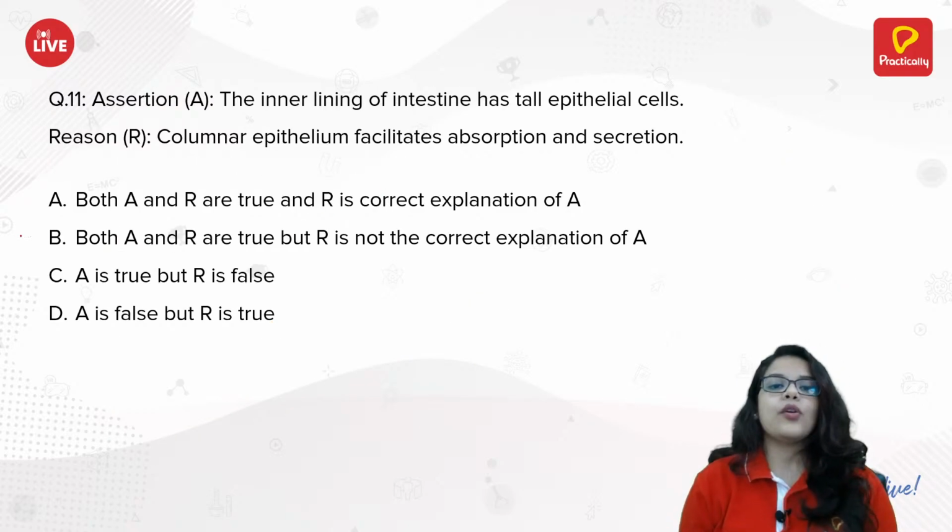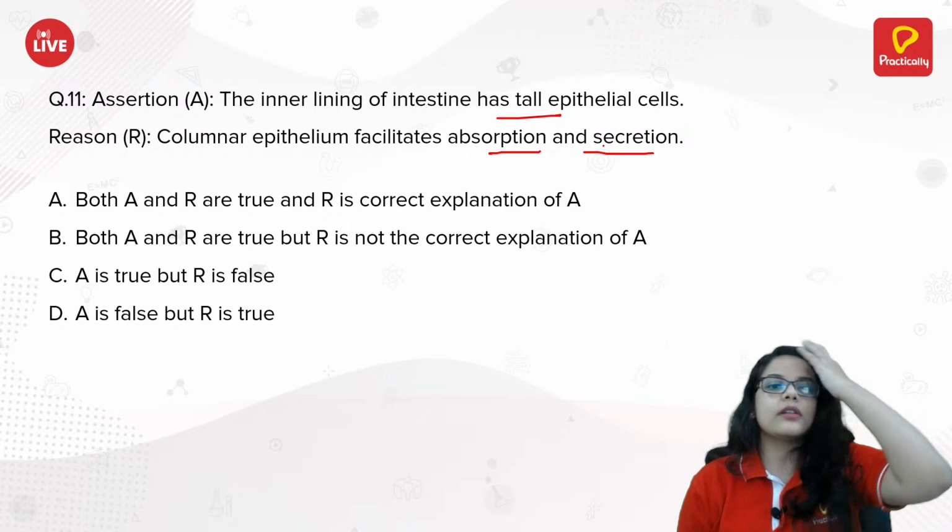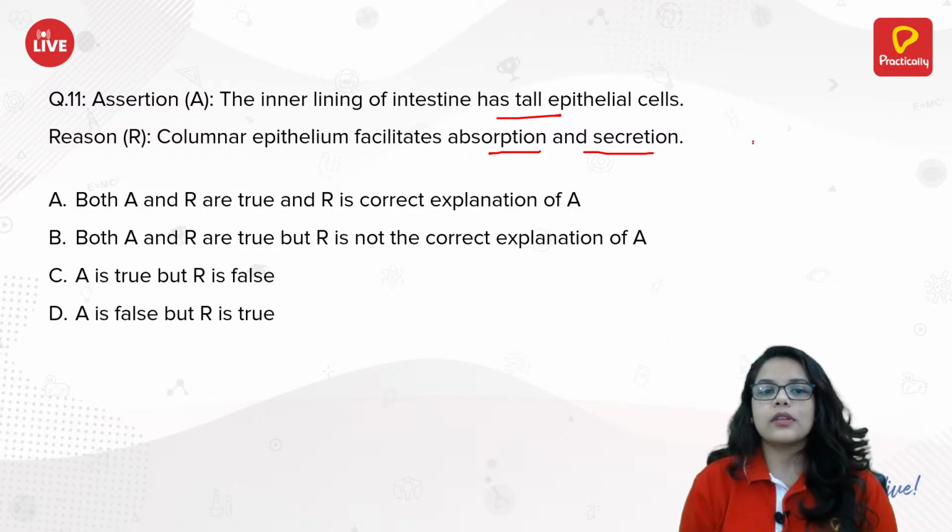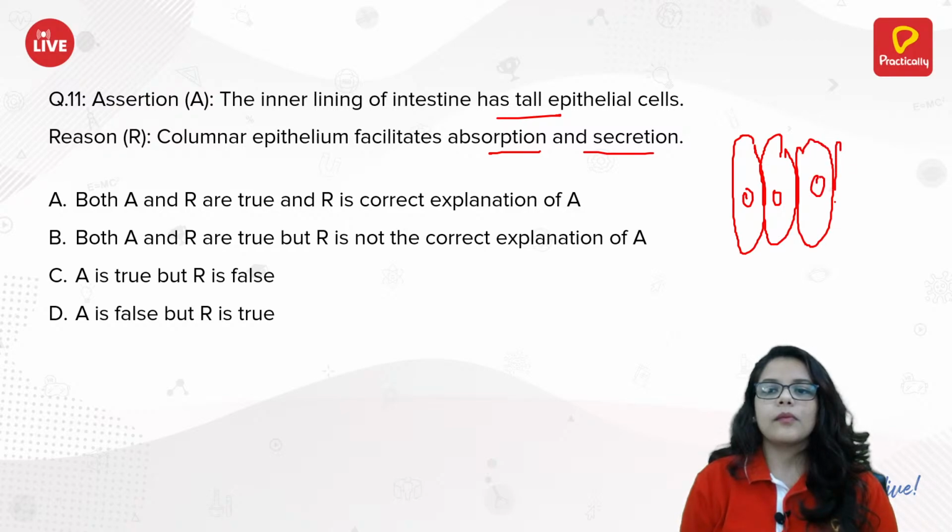The inner lining of intestine has tall epithelial cells. And columnar epithelium facilitates absorption and secretion. So this is both true. So this is how the columnar epithelium looks. Okay, and they are present in the inner lining of small intestine.